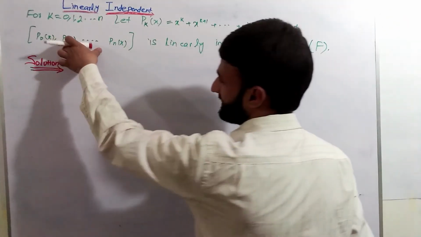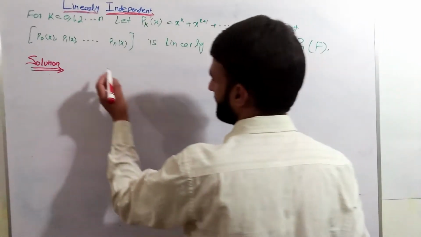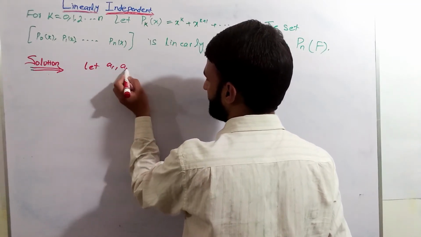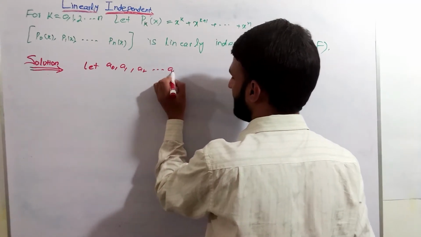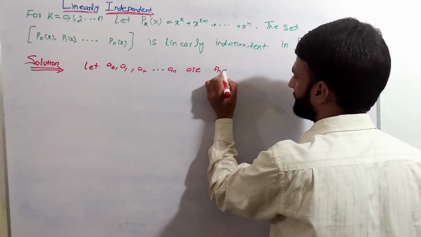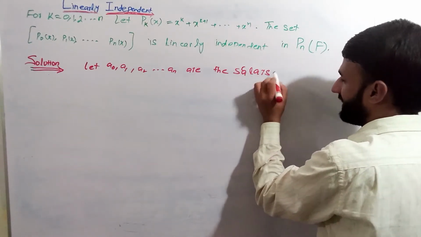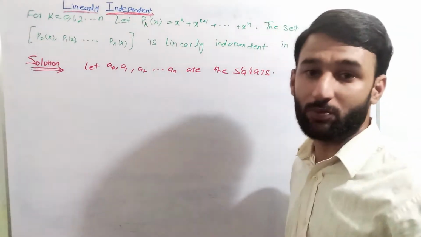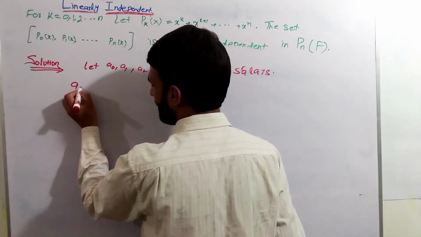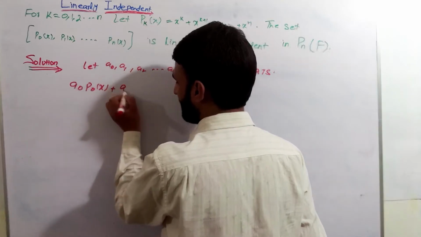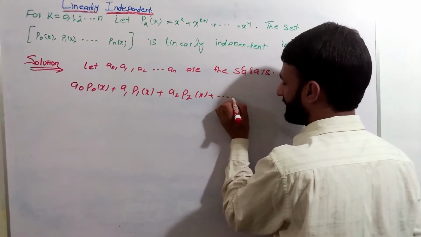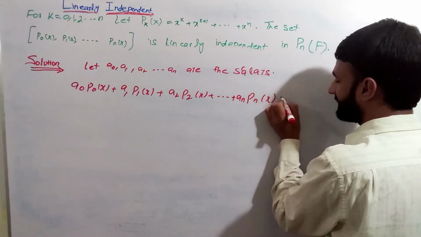Let's start today's lecture. We assume the set is linearly dependent and choose some scalars, let a0, a1, a2 to an be scalars. Then by the definition, we can write this set as a linear combination: a0 p0 of x plus a1 p1 of x plus a2 p2 of x and so on plus an pn of x is equal to 0.